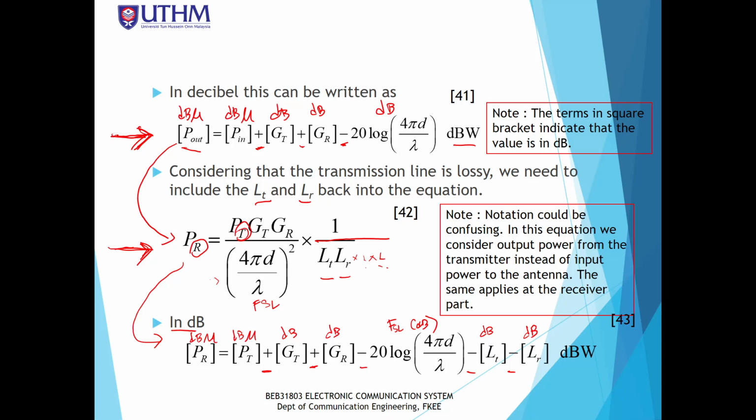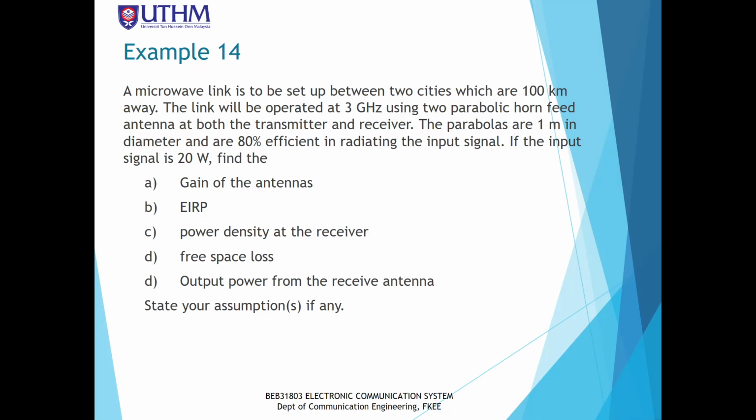So from here, let's do the example. Yang ini, Example 14. So example 14, a microwave link is to be set up between two cities. Apabila disebut microwave link, ini menunjukkan sepasang transmitter dan juga receiver yang menghubungkan antara dua bandar, ditunjukkan di sini, dan jaraknya adalah 100 kilometer. Bila diberikan dalam kilometer, segera tukar dalam unit meter, bermakna R sama dengan 100,000 meter.